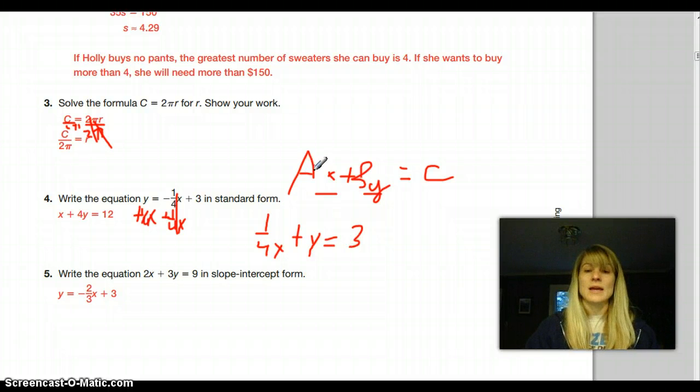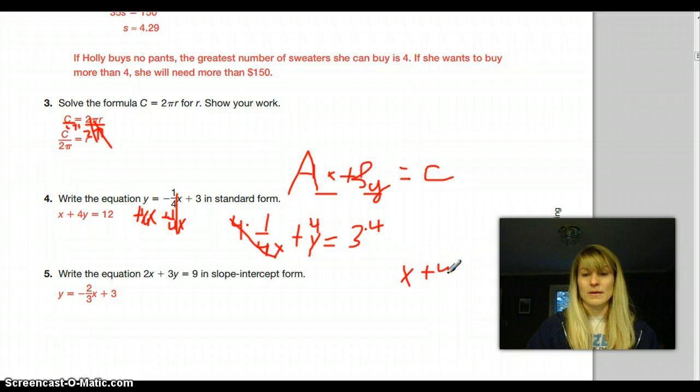And then we know that A has to be a positive number. So with 1/4, I have to get rid of the denominator, which is 4. So I have to multiply everything by 4. So those 4's cross off, and that leaves you 1x, or just x. 4 times y makes it 4y. And then 3 times 4 gives you 12. And that's how they got their answer there. Okay.